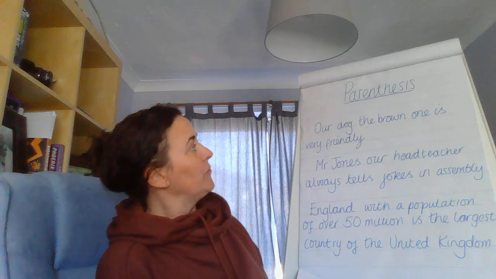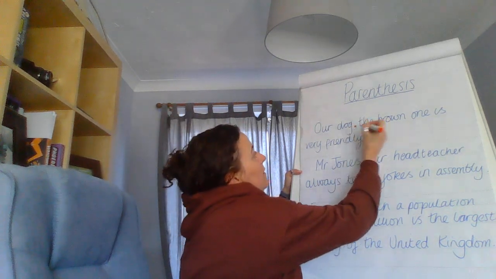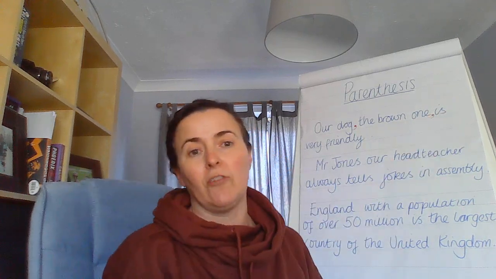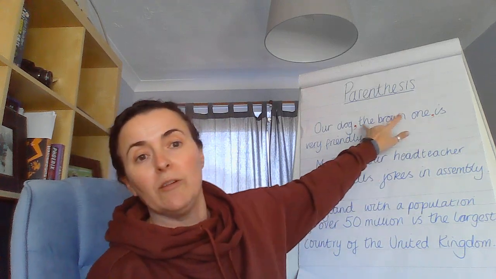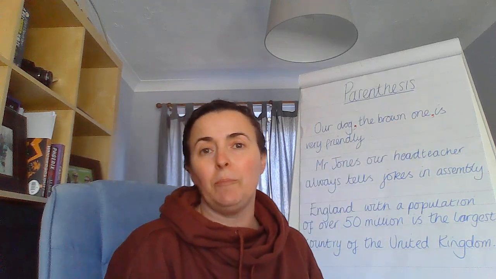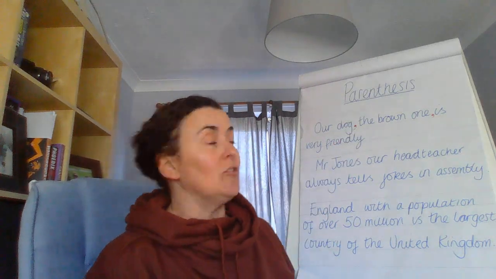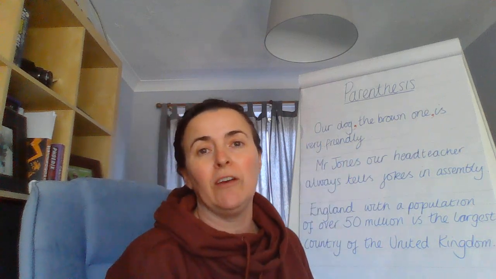In this case, let's use some commas. So our dog, comma, the brown one, comma, is very friendly. There's our parenthesis just here. We're using the two commas to show our parenthesis, our extra piece of information. Take that away and it still makes sense. So our dog is very friendly. It still makes perfect sense.